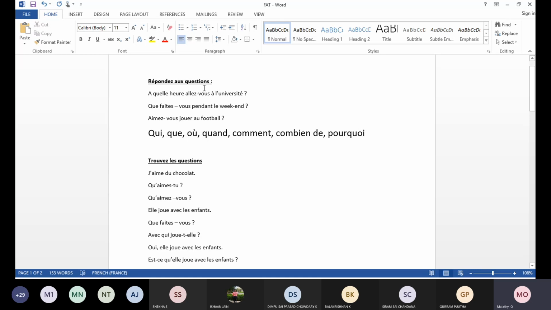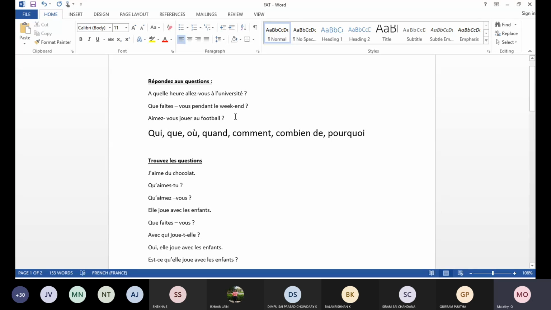In this you'll be given a few general questions. I've mentioned a few here. You need to understand the different components. It's all the different grammar content that we've been learning from day one. So it's all put together in the questions here. À quelle heure allez-vous à l'université? Que faites-vous pendant le week-end? Aimez-vous jouer au football?